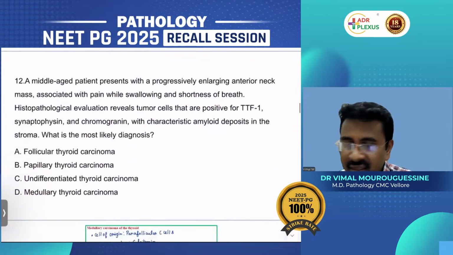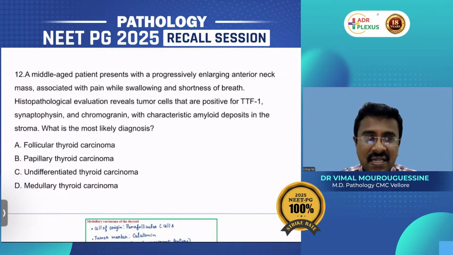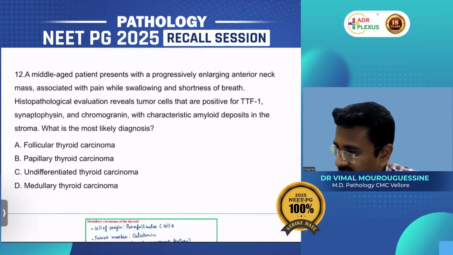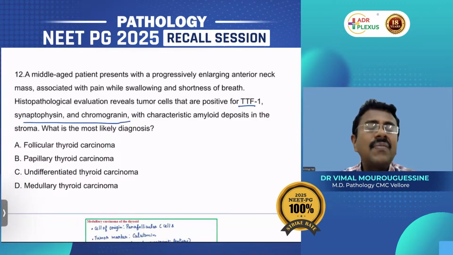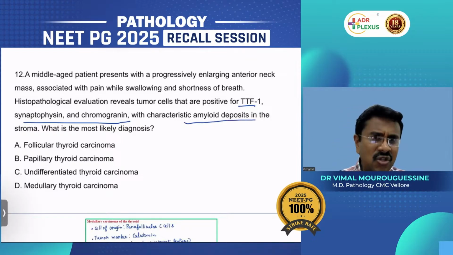Moving on to the 12th question. So this is a classic history that was given. The patient was presenting with an enlarging anterior neck mass, and the tumor cells are positive for TTF1, synaptophysin, chromogranin. That is an additional point given. But the characteristic keyword they have given is the characteristic amyloid deposits in the stroma.